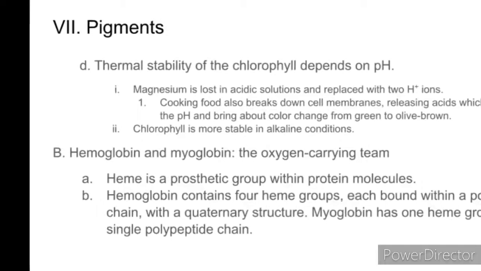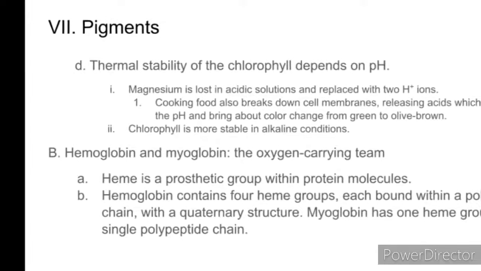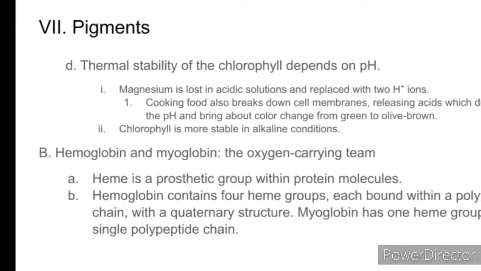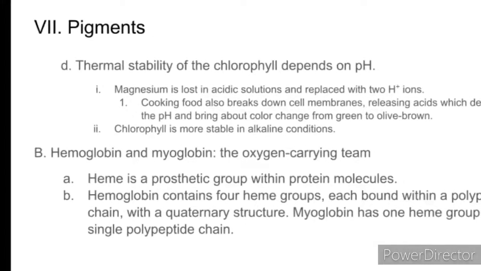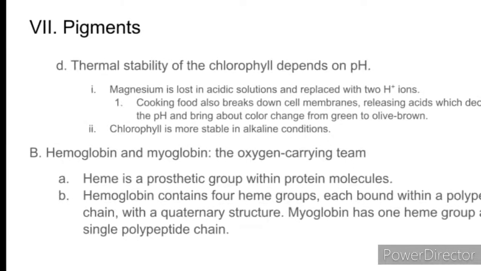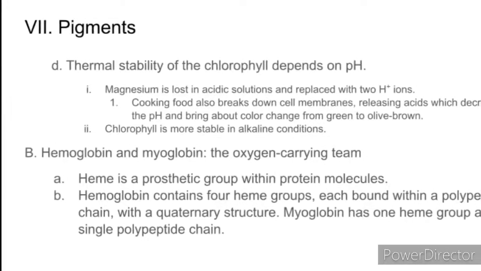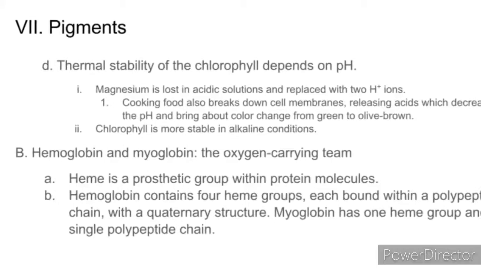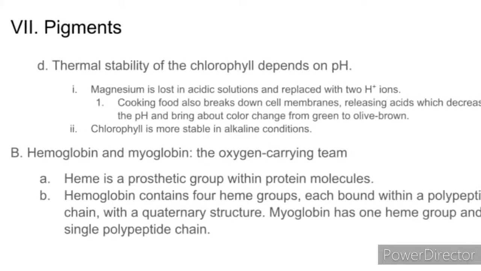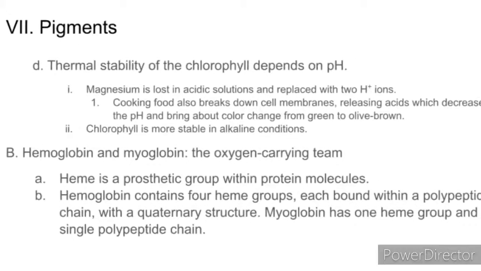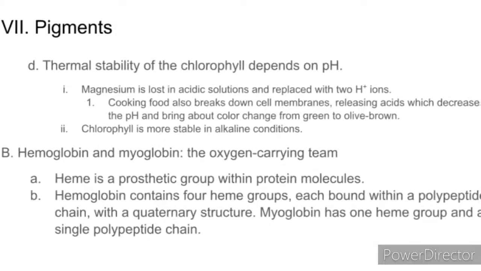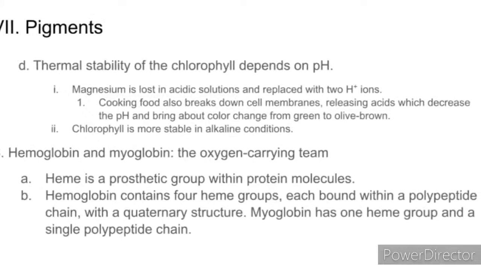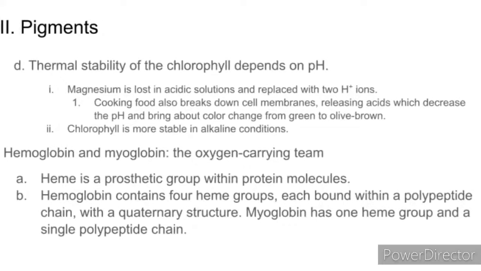The thermal stability of chlorophyll depends on pH. Magnesium is lost in acidic solutions and replaced by 2 hydronium ions. Cooking food also breaks down cell membranes, which releases acids, and that in turn decreases the pH and brings about a color change from green to an olive brown. Chlorophyll is going to be more stable in alkaline solutions because of the stability depending on pH.